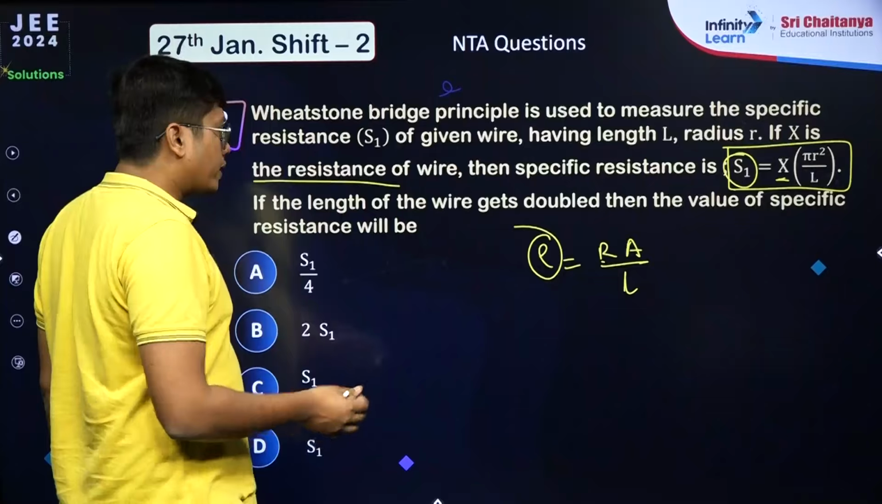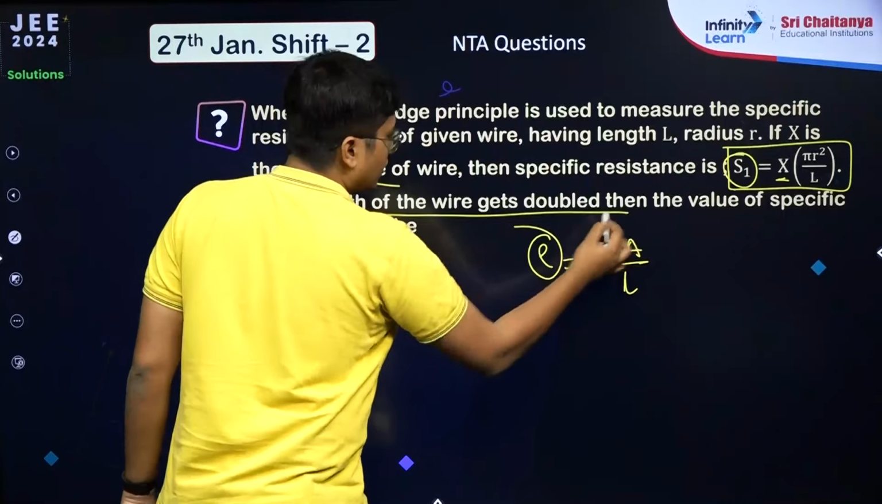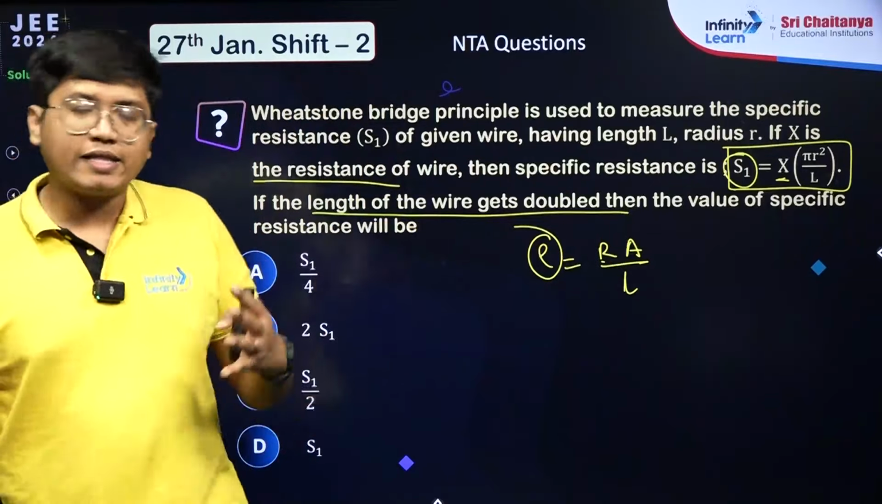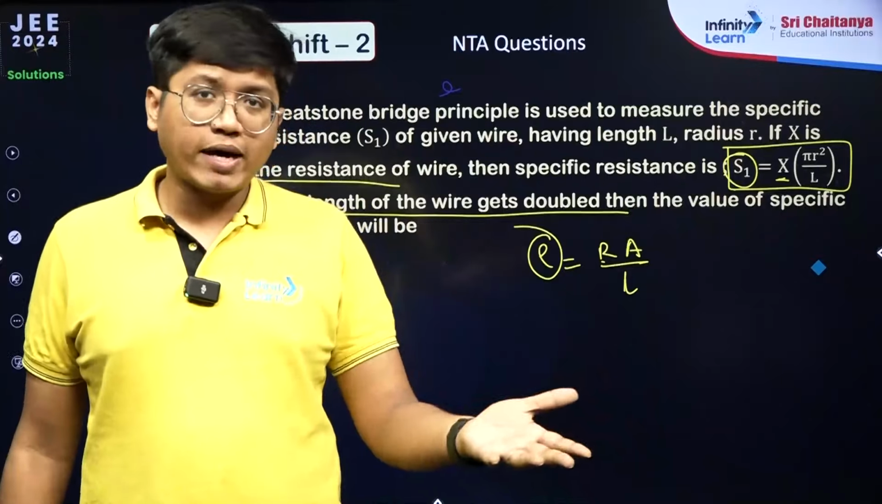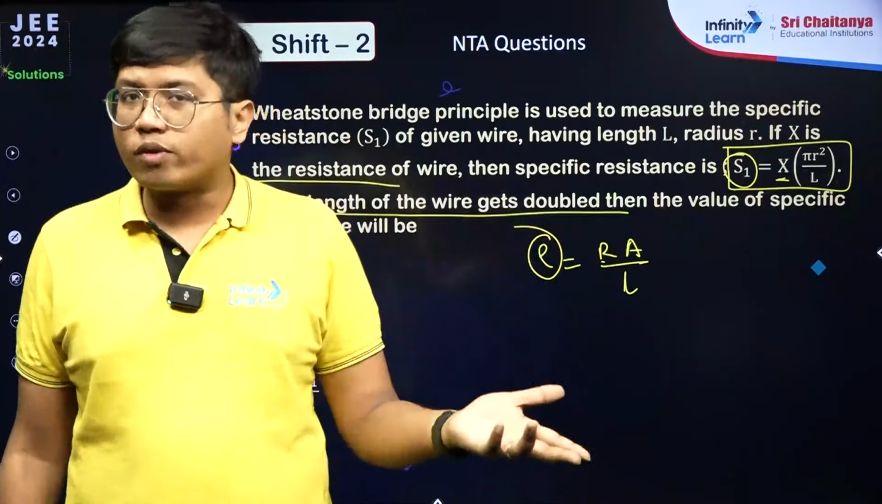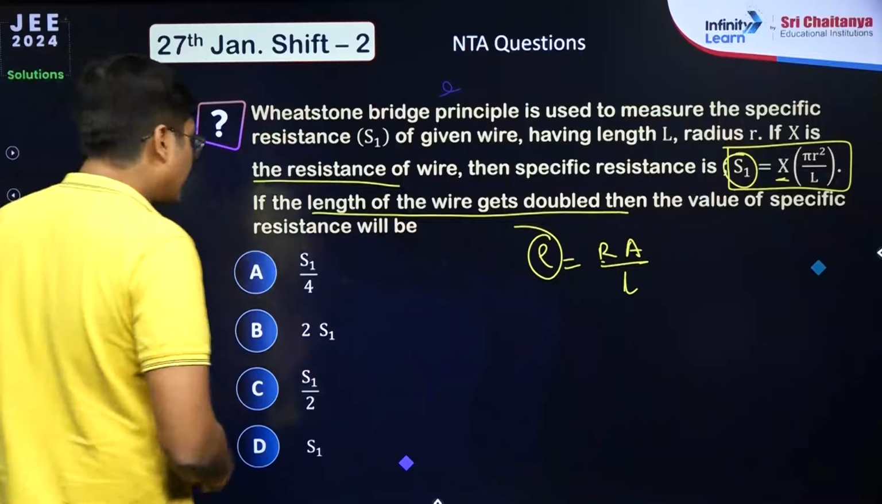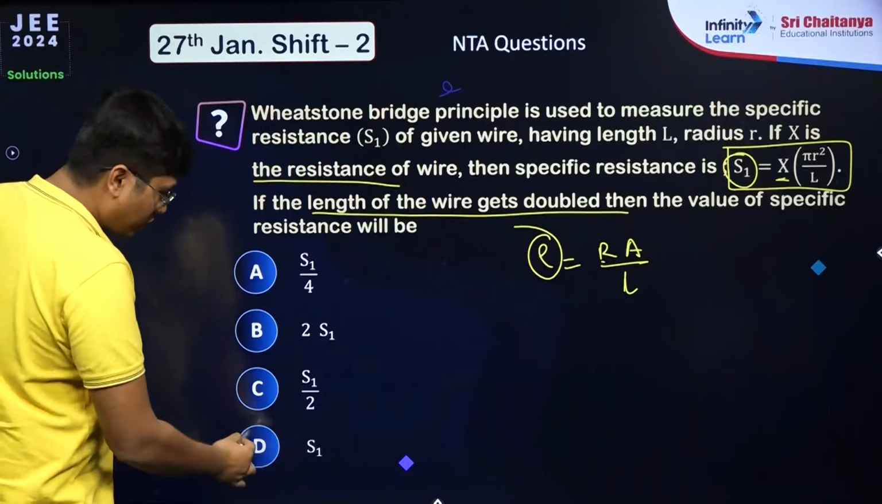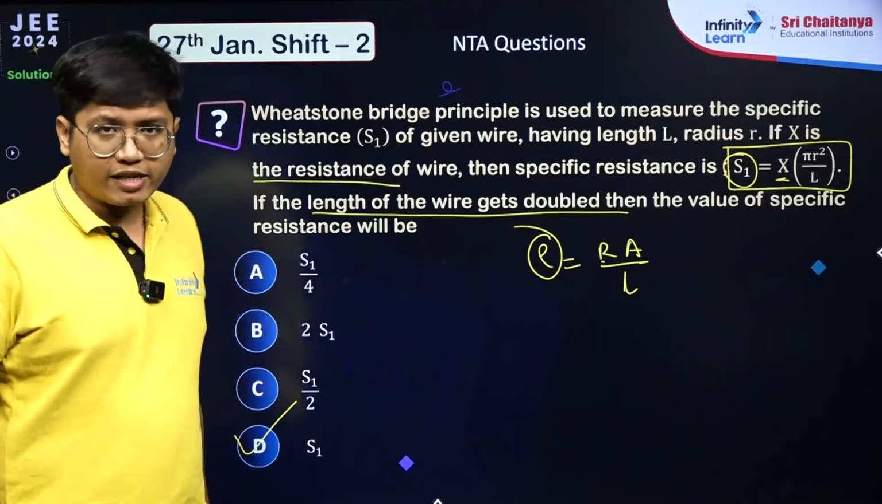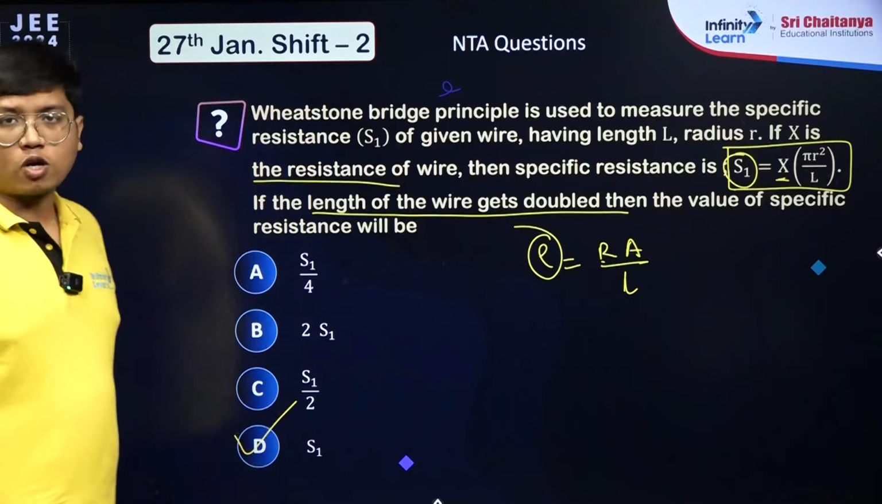Now, according to the question, the length is doubled. We know that even if you double length, area, whatever you change, resistivity is a property of the material of the wire. So the dimensions have no effect on it. So even if you double the length, the resistivity, or as they're calling it here, the specific resistance, does not change, it remains S1. So the answer for this is option D.